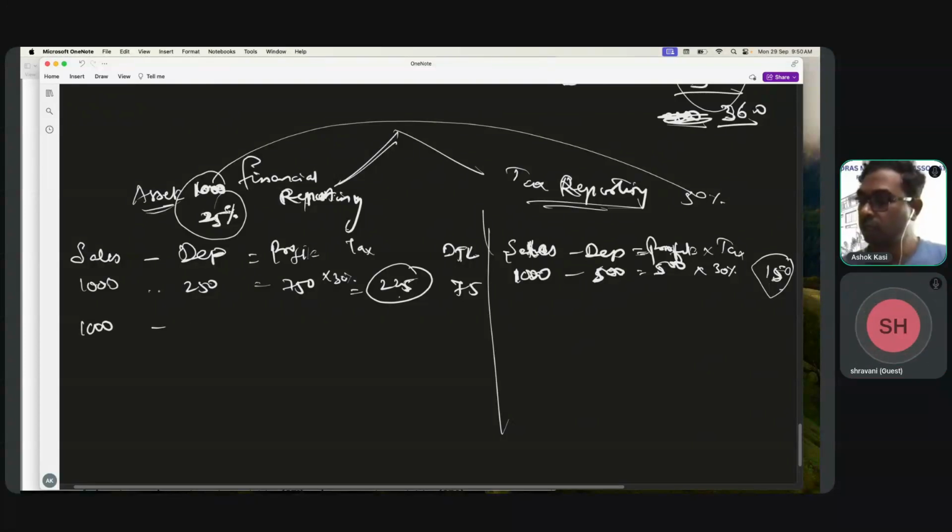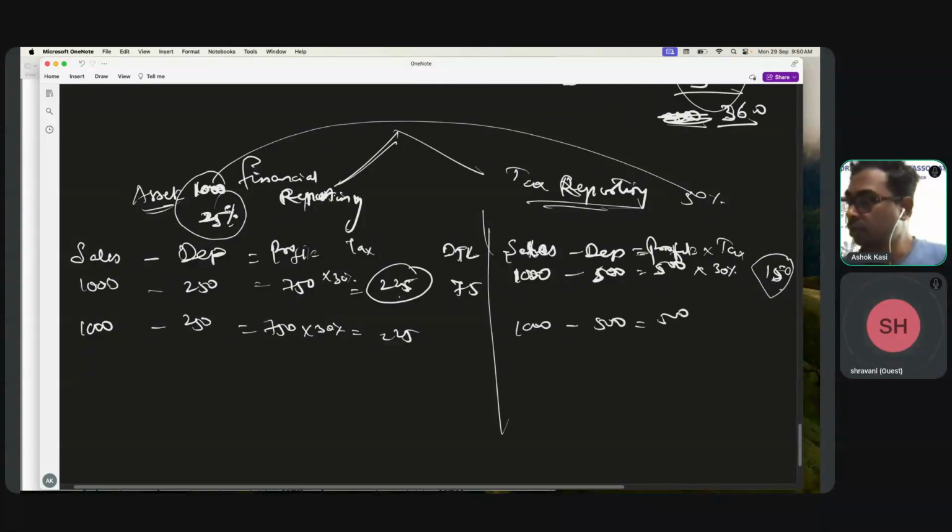Then next year, imagine what happens. 1000, again depreciation of 250 because it is 25 percentage of 1000. So that comes to 750. Again 30 percentage comes to 225. Here again 1000 minus 500 equals 500, into 30 percentage comes to 150. So now again 75. So 75 I will add up again here. Then third year. So here my deferred tax liability is 150.